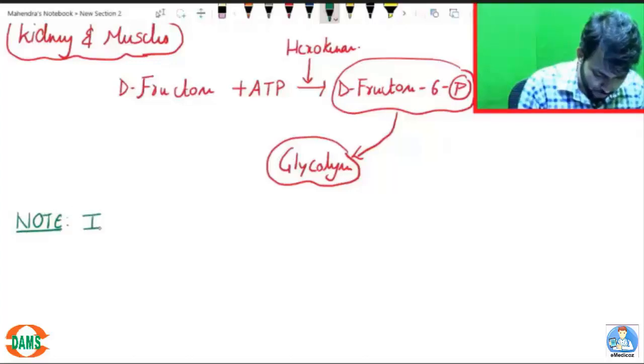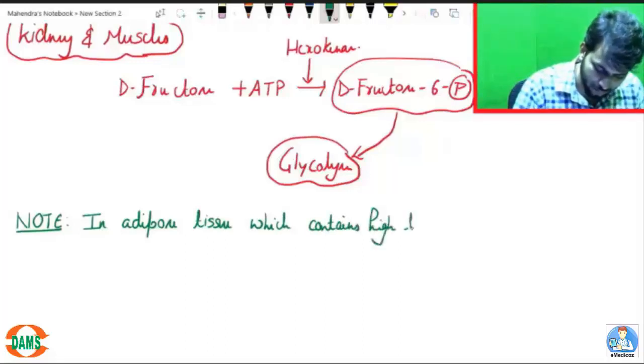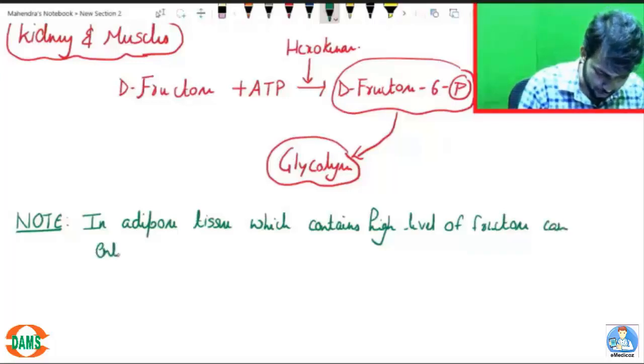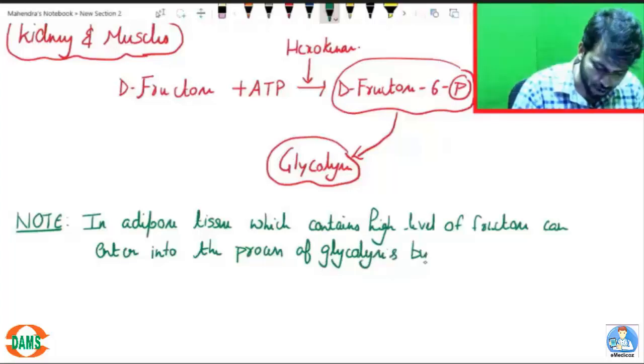that adipose tissue, which contains a high level of fructose, can enter into the process of glycolysis by channeling fructose.